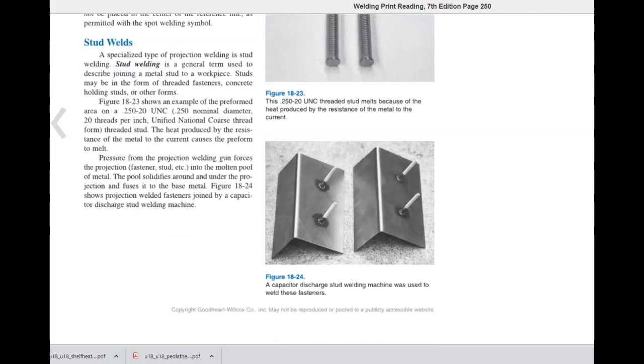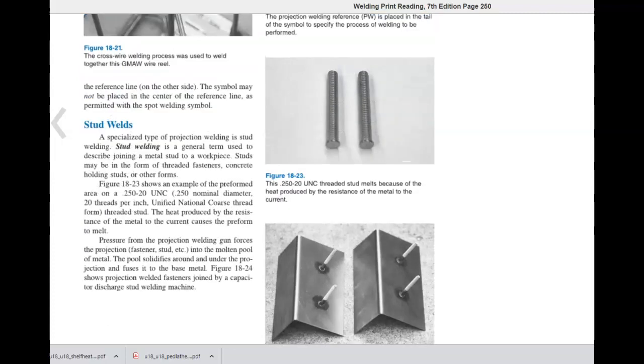Stud welds. A specialized type of projection welding is stud welding. Stud welding is a general term used to describe joining a metal stud to a workpiece. Studs may be in the form of threaded fasteners, concrete holding studs, or other forms.